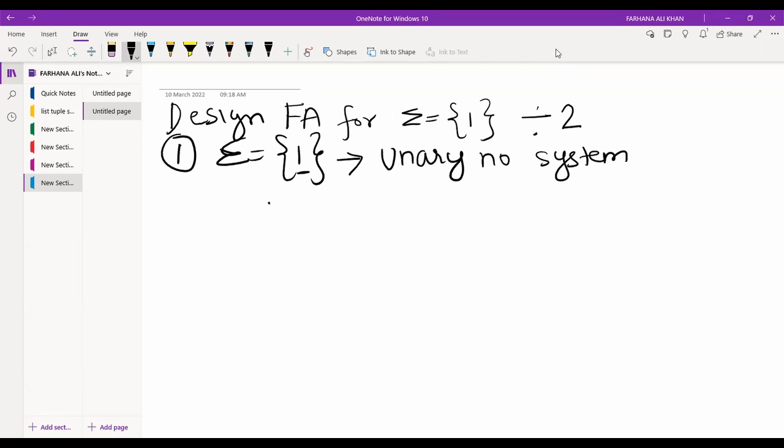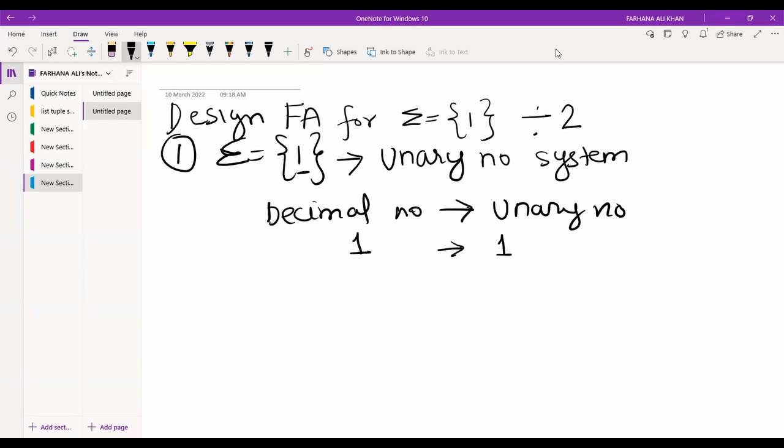Suppose we have a decimal number, and now we will find the corresponding unary number. We have decimal number 1. By using the single digit 1, how will I write the unary number? The decimal equivalent of number 1 is nothing but the number of occurrences of this digit. So decimal number 1 means 1, and this digit is going to appear only once. So this is the unary equivalent of decimal number 1.